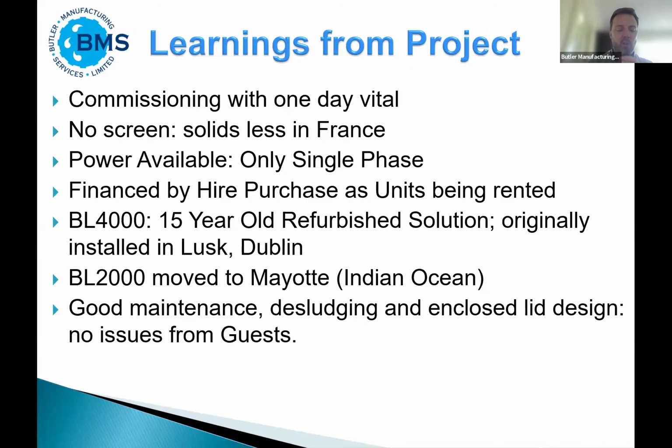So learnings from this project: a quick solution that was plug and play and commissioned in one day was vital. No screen was required because there's less solids.